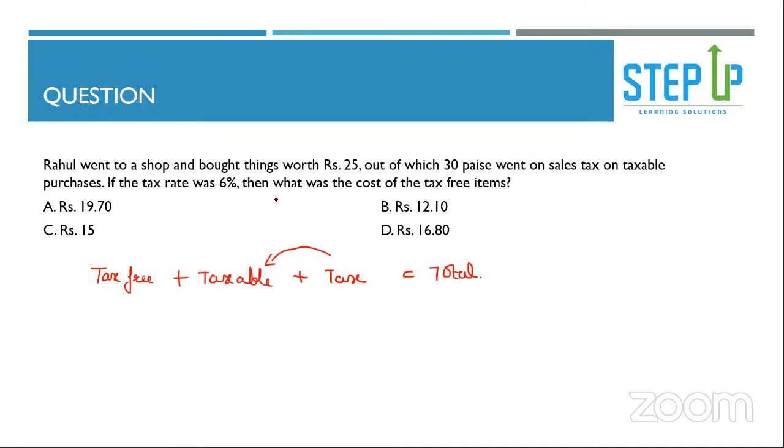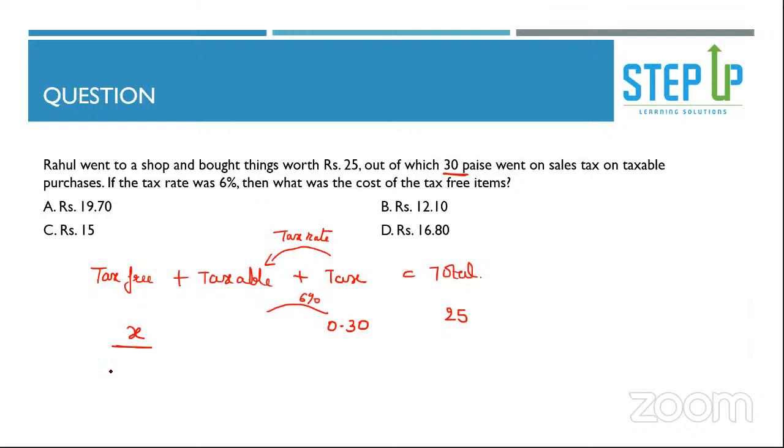Very good. Now Rahul went to a shop and bought things worth rupees 25, out of which 30 paisa went on sales tax on the taxable purchase. If the tax rate was 6%, what was the cost of the tax-free article? Now, how will we do this?